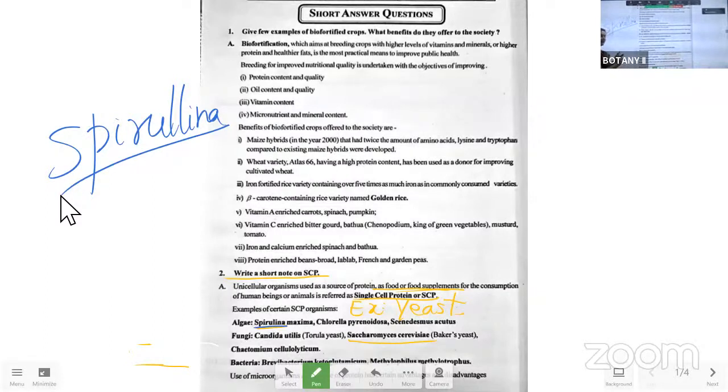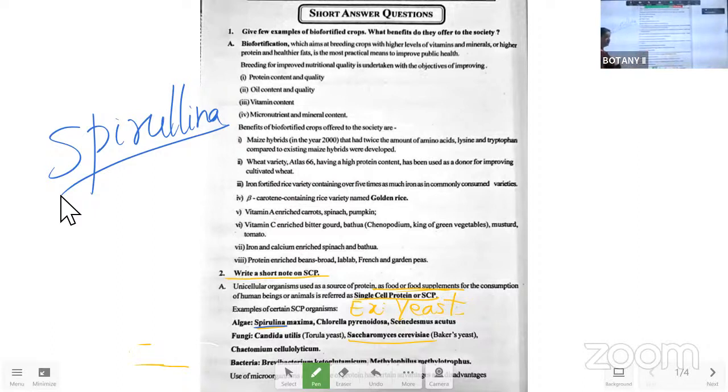And the next one, some algal members only we have to write. We cannot say directly that all algal members are useful for the SCP, only the unicellular. Not all algal members are unicellular. Some are unicellular, some are multicellular. So here some algal members only are used for extracting the proteins. Example, spirulina. And the next one is the fungi. In the fungal organisms, some unicellular fungal organisms are meant to take out the proteins from their body. Example, Baker's yeast, otherwise the Saccharomyces.